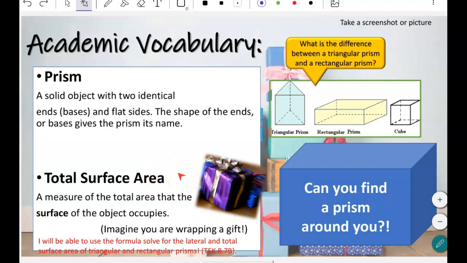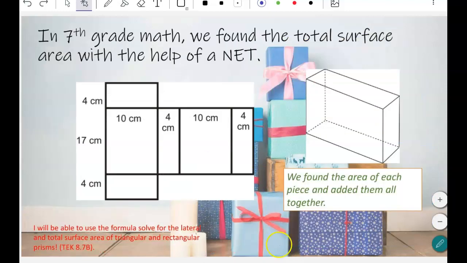So total surface area, this is what we're going to be focused on, surface area. We're going to look at the total surface area first. It's a measure of the total area that the surface of the object occupies. So what that means is the wrapping, like imagine if you're wrapping a gift. So it's the wrapping paper that goes around it. Or if you're painting the box or whatever, it's the paint that's going on. So that's the surface area because it's on the surface.